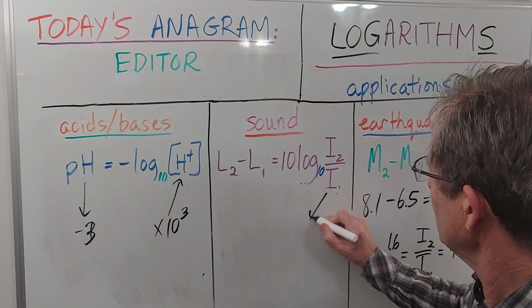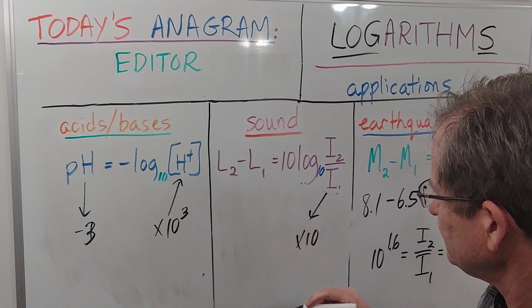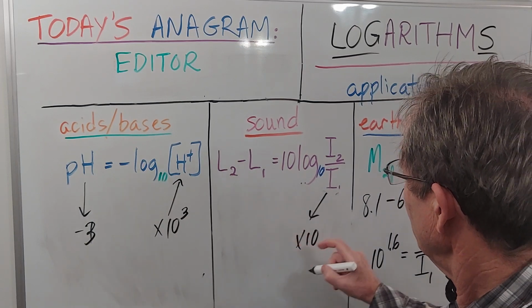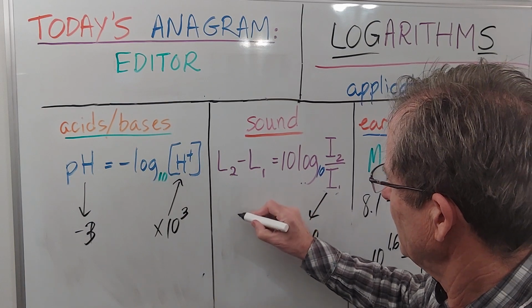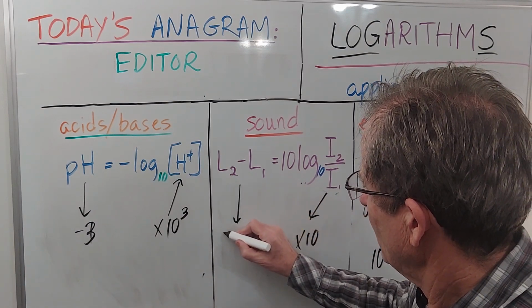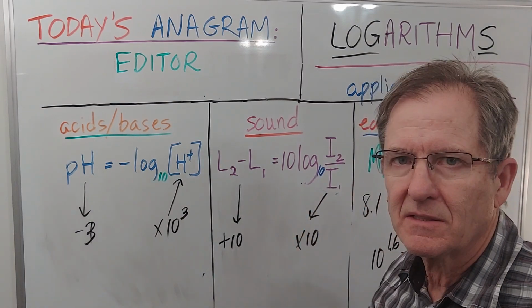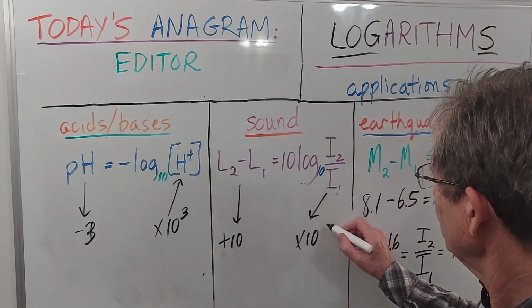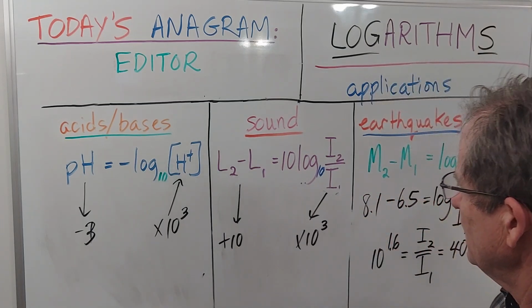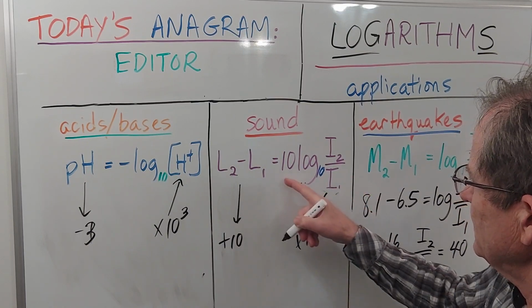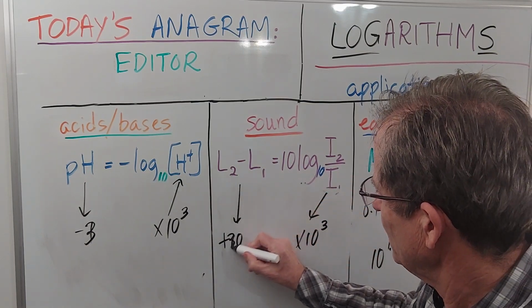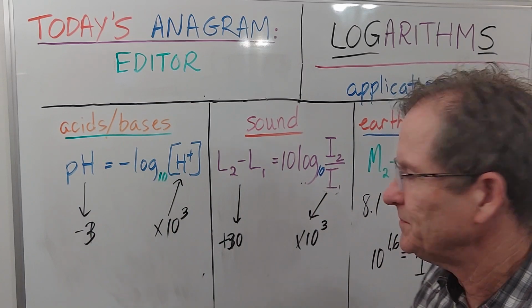Over here, every time this goes up by a factor of 10, the log will go up by 1. So the difference in the decibels will go up by 10 decibels. So again, if this is 10 to the 3, the log of that is 3. 10 times 3 is 30, so this would go up by 30 decibels.